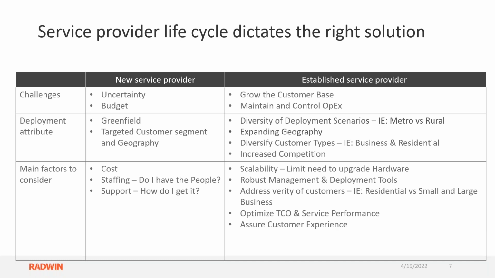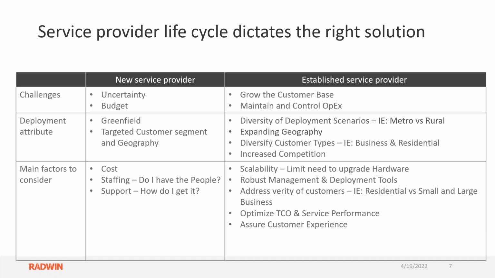So that's very important. When it comes to things like deployment, if you're a new service provider, a lot of times you're in a greenfield environment. You're coming in where there isn't any internet service at all, so you get that area to yourself. You have to be able to target the customer segment. You need to tailor to where you think you have the best opportunity. Could it be just a small geography, a small town? Could it be multiple towns? Could it be small businesses? So you have to have a strategy.